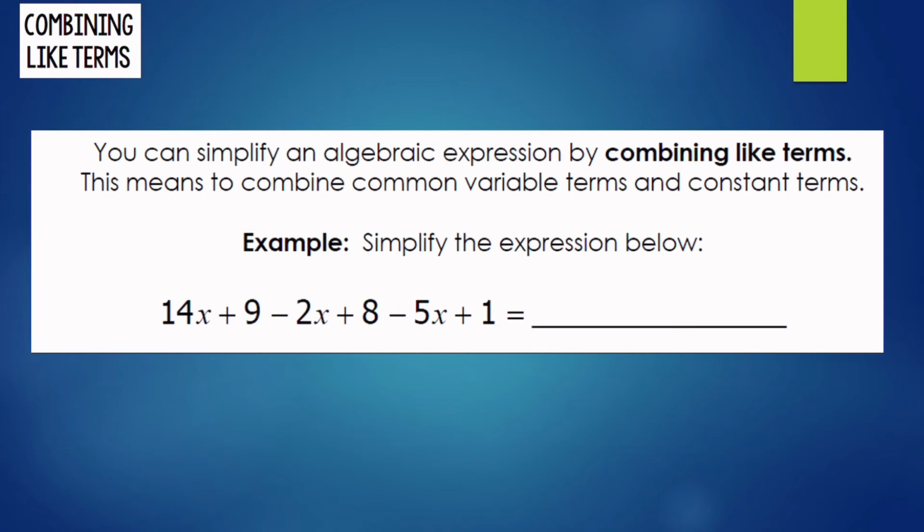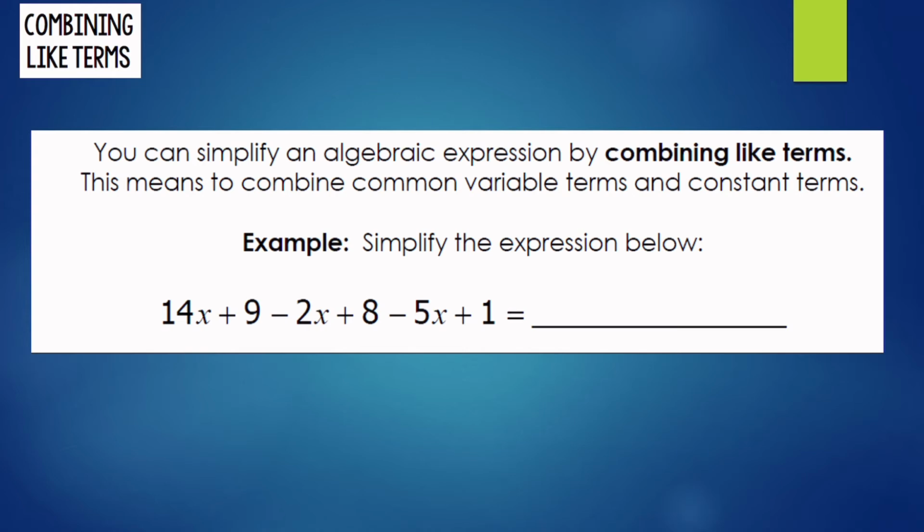Let's go to the next part of this. Why did we need to know the types of terms? Why did we break that down? Well, you need to know what's your variable term, what's your constant, so that we can simplify your expression. How do I simplify? Okay, write this down.